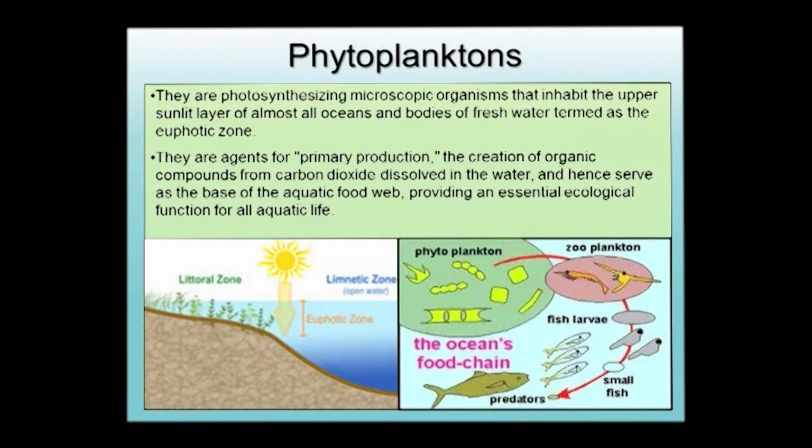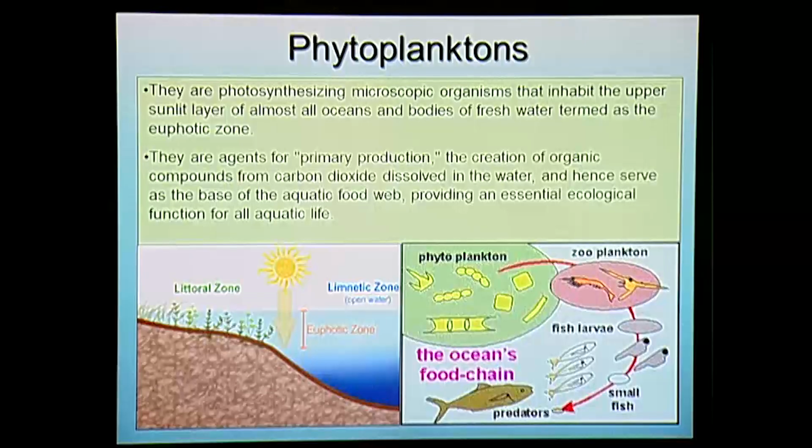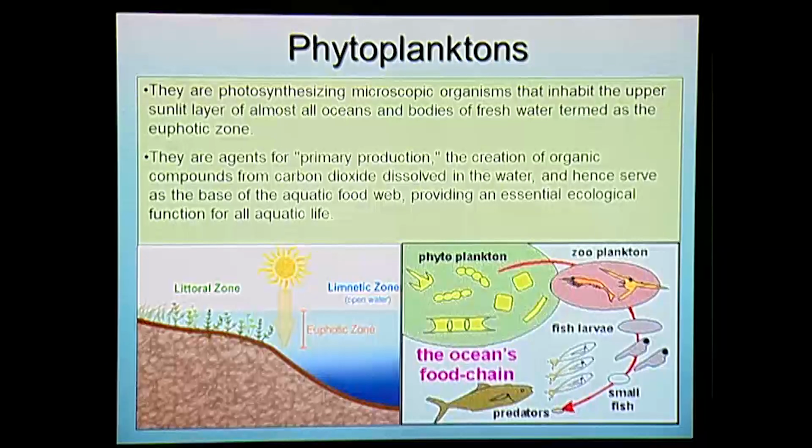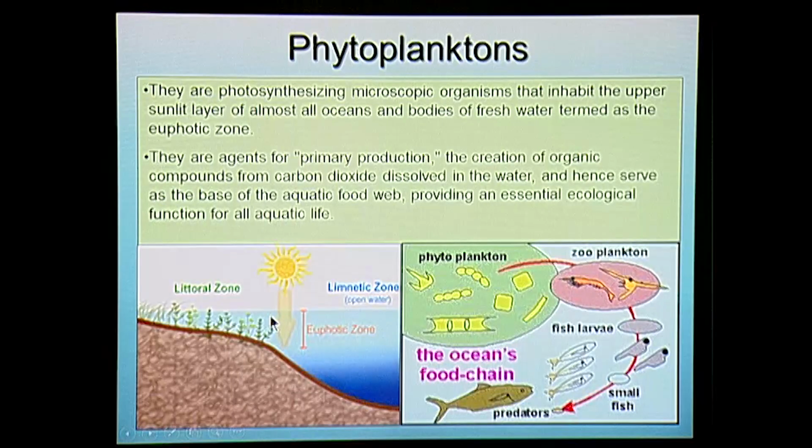They are photosynthesizing microscopic plants that drift on the water, and their habitat is the euphotic zone, that is the zone over here where the sunlight can reach up to, because photosynthesis requires sunlight. The depth of the euphotic zone is generally up to 200 meters where sunlight can penetrate. Hence, they occupy this euphotic zone of the ecosystem.